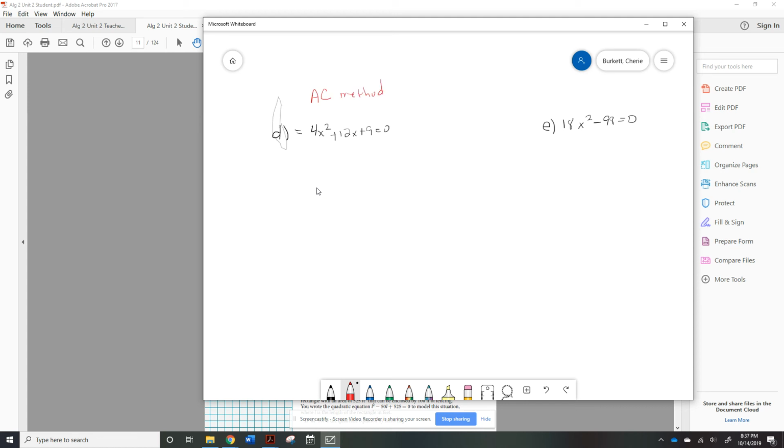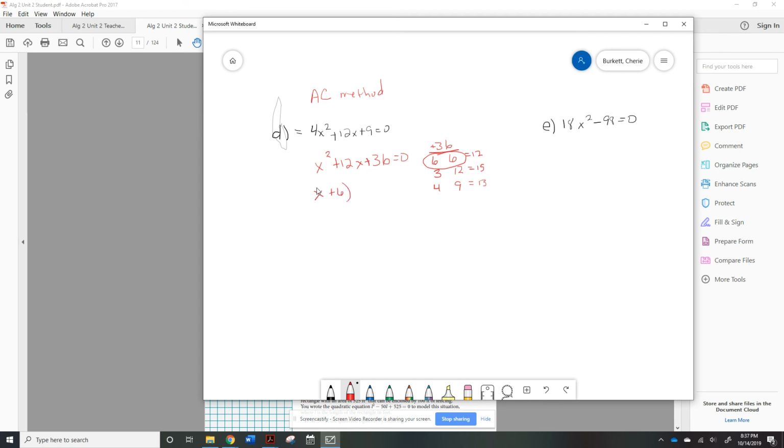Okay. So 4x squared plus 12x plus 9. Make 36 the table, and it's a positive 36. So I can do 6 times 6, or I can do 3 times 12, or I can do 4 times 9. The signs are the same. So those two add together to give me 12, those two add together to give me 15, those two add together to give me 13. I want the 12. So that's the pair.